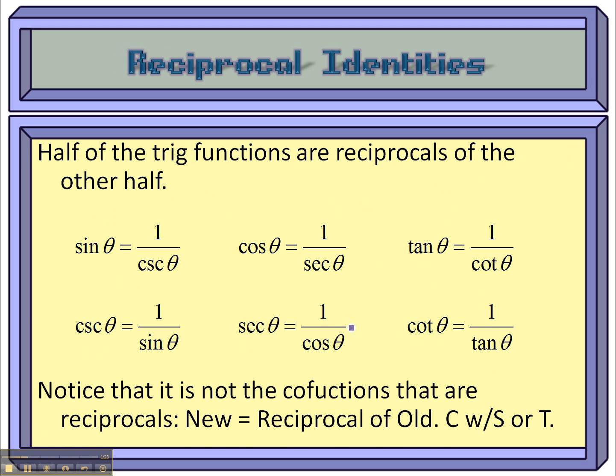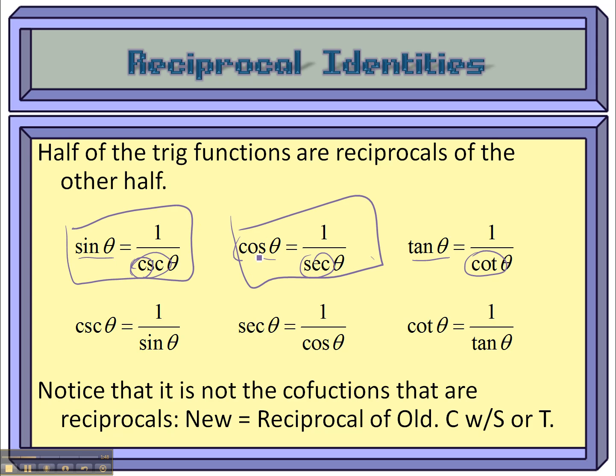Then we have our reciprocal identities. Each of the old trig ratios that you remember from geometry, sine, cosine, and tangent, all have a reciprocal, and the reciprocals are all of the new ones. We have cosecant, secant, and cotangent. The easiest way to remember which one goes with which is that in each one of these pairs, there's only one c. There's only one c.